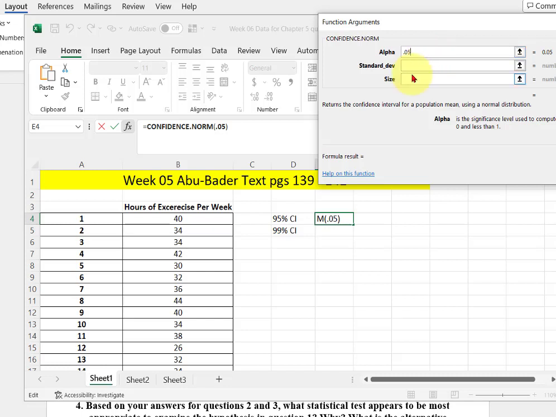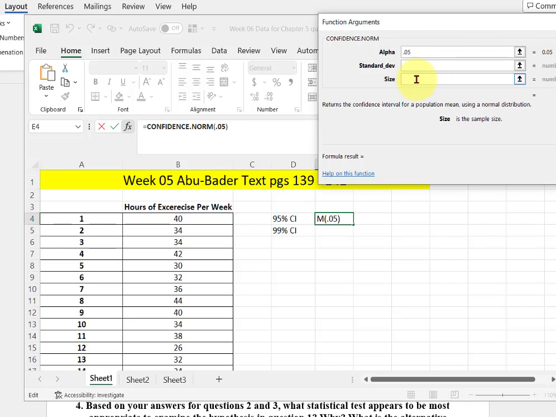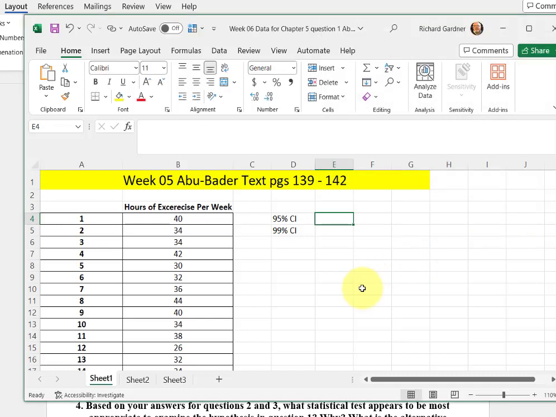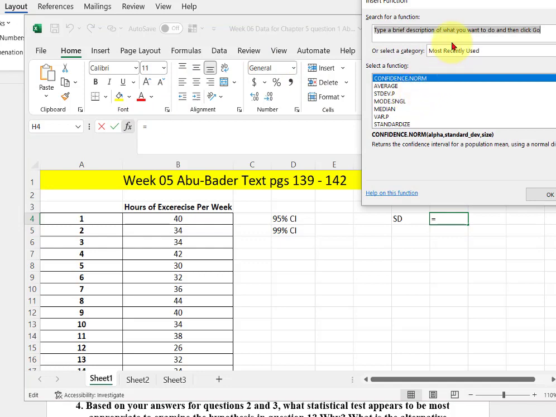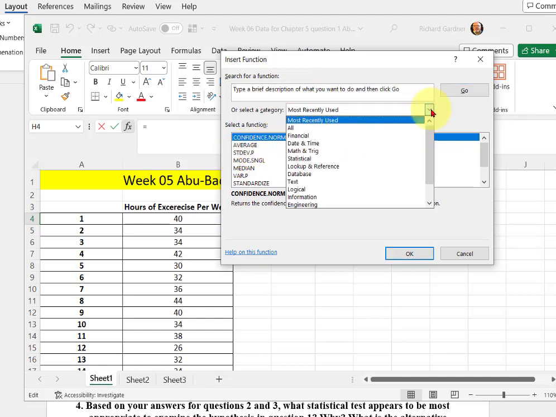Or 5%. Standard deviation, we don't know yet, and we're going to have to calculate that. And then the sample size is 18. So we're going to have to figure out the standard deviation real quick. Let me cancel that out. Standard deviation equals, we go back here, and then we go to standard deviation. I always use the standard deviation of the sample. I don't want to go into a lot of detail about why, but we're going to do it that way.